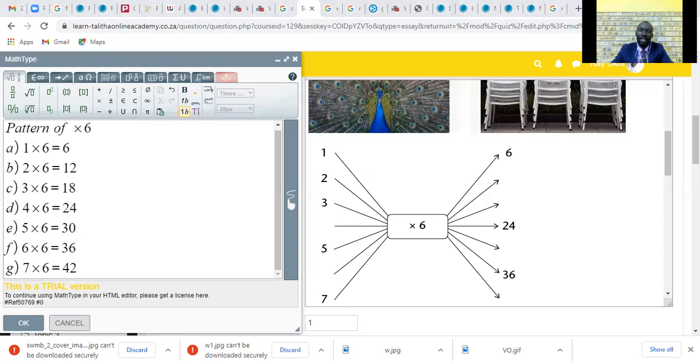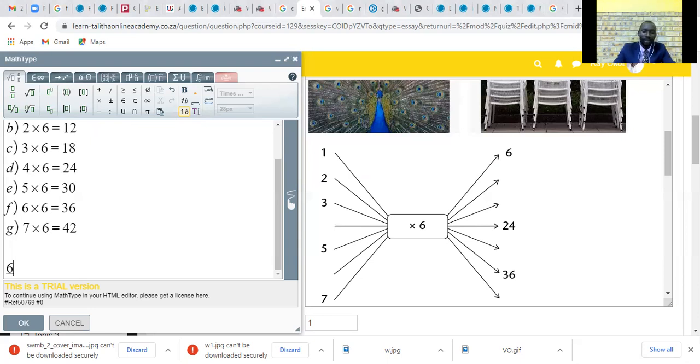Each number in a sequence is called a term of the sequence. And the first number is the first term. Let's just create it like this. We had 6, then 12, then 18, then 24, then 30, then 36, then 42.